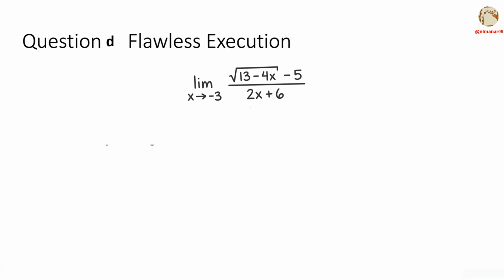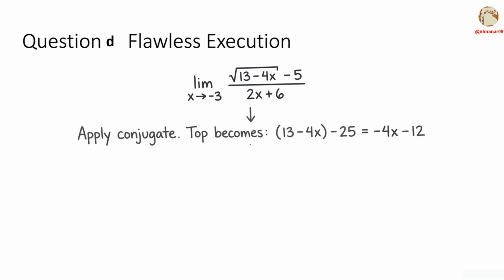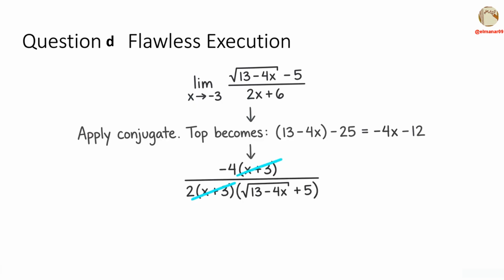For question D, we aim for flawless execution. It's all about speed and precision now. We have x approaching negative 3, so we are hunting for the x plus 3 factor. Apply the conjugate. The top becomes 13 minus 4x minus 25, which simplifies to negative 4x minus 12. Factor out the negative 4 times x plus 3. Factor the bottom, 2 times x plus 3.